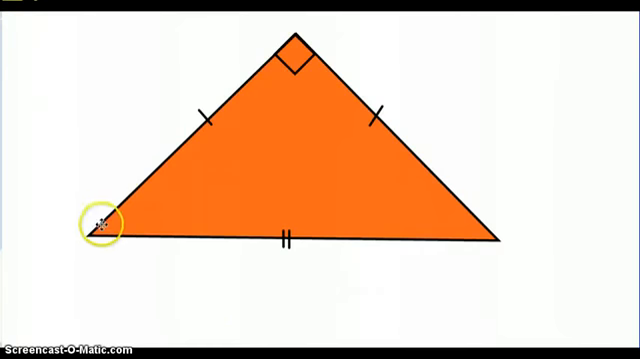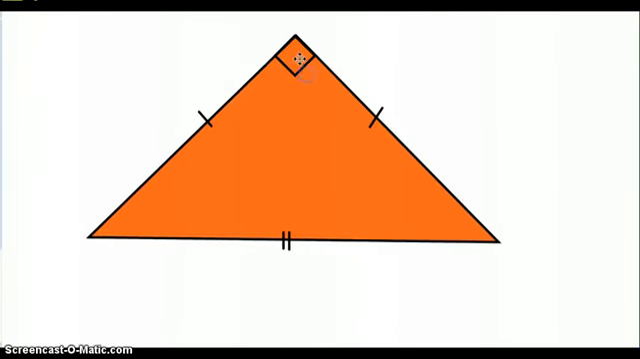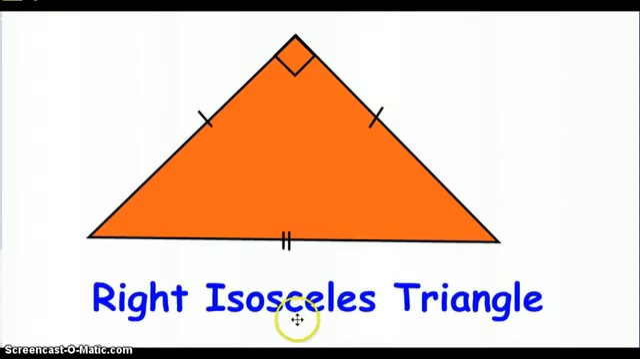Your next example would be this triangle here. There is a right angle right up here in the top. We have two sides the same length, one side different. Fill in what type of triangle that would be. So one right angle, two sides congruent. That would be a right isosceles triangle.